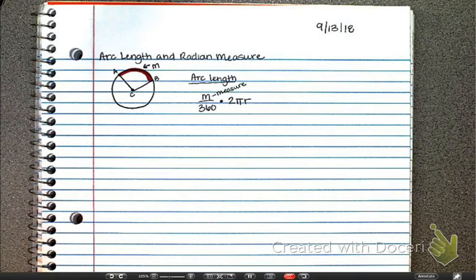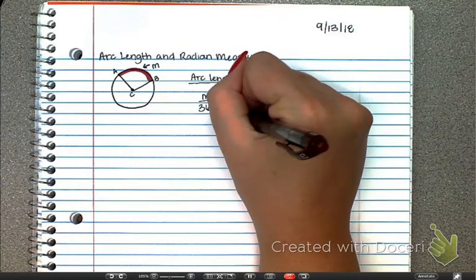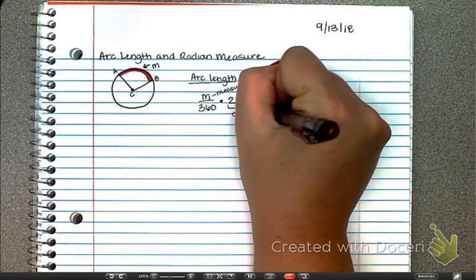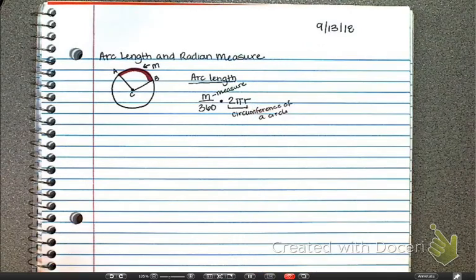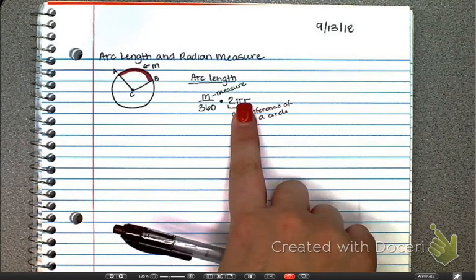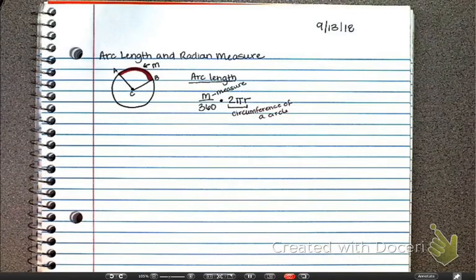Does 2 pi r look familiar to you? What is it? It's the circumference formula, right? So it's my formula for circumference of a circle. If I took the whole circle and found the circumference, I would use 2 pi r. But I just want a piece of that circle, which is why I'm using M over 360. So it's the circumference formula times that little piece, because we're just taking a piece of it.